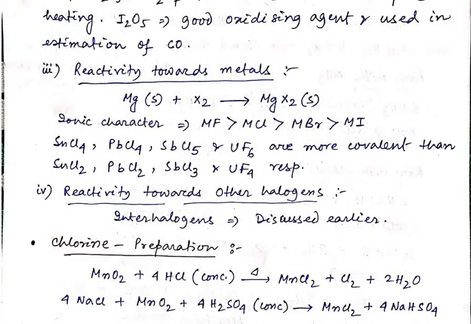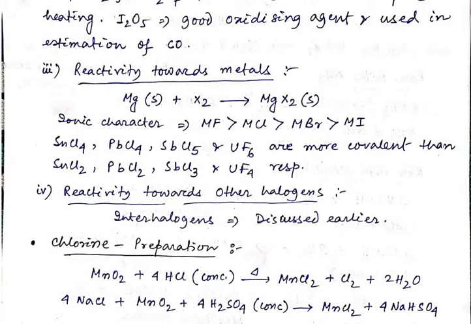SnCl4, PbCl4, SbCl5 and UF6 are also metal halides, and they are more covalent than SnCl2, PbCl2, SbCl3 and UF4 respectively. This means that if the oxidation number of the metal increases, then in the case of metal halides the covalent character increases. Okay, so that is the reactivity towards metals with respect to the halides when they form metal halides.